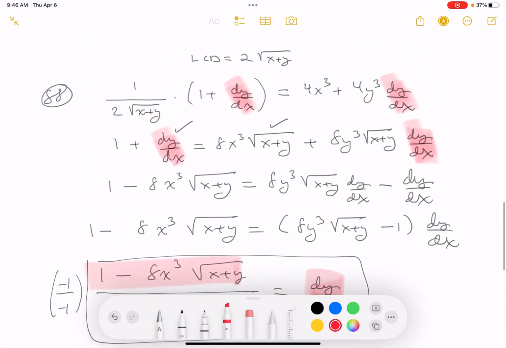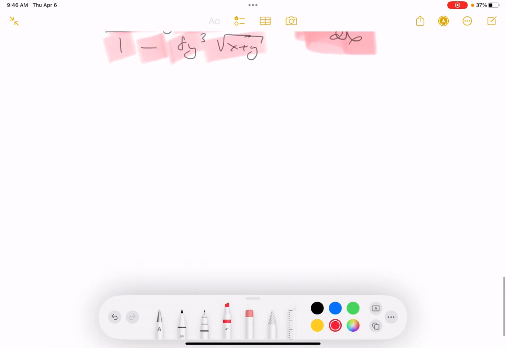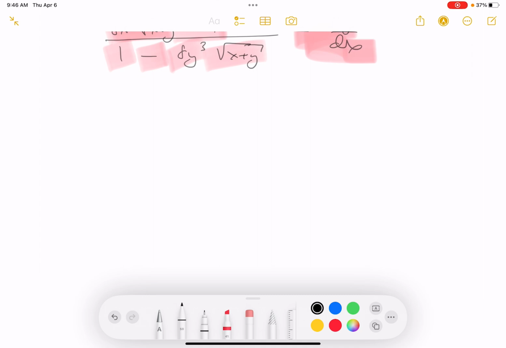All right, I think we just finished a problem. They're long, aren't they? 88. I'm going to go to 89 now. We're getting really close to the end.